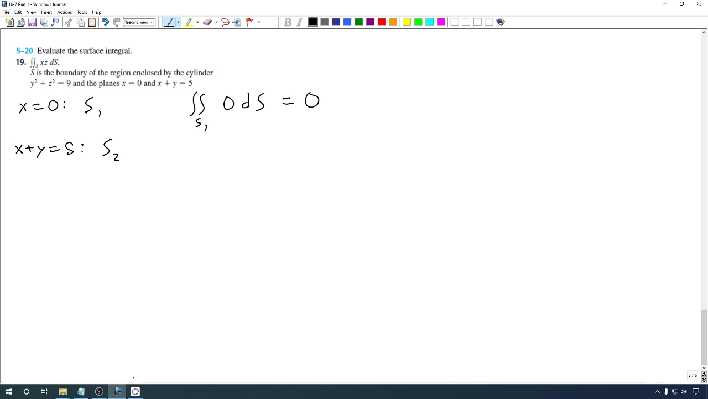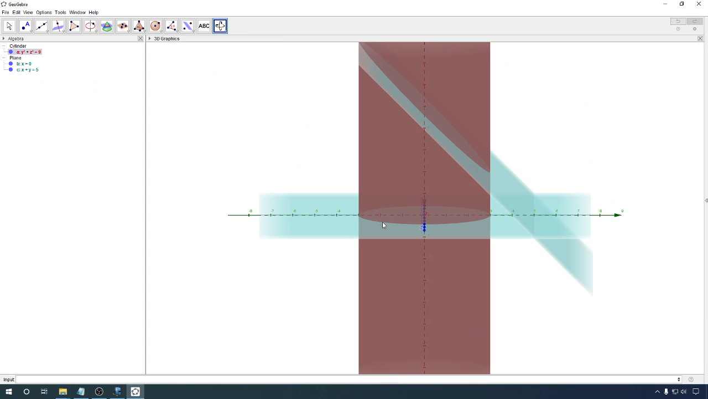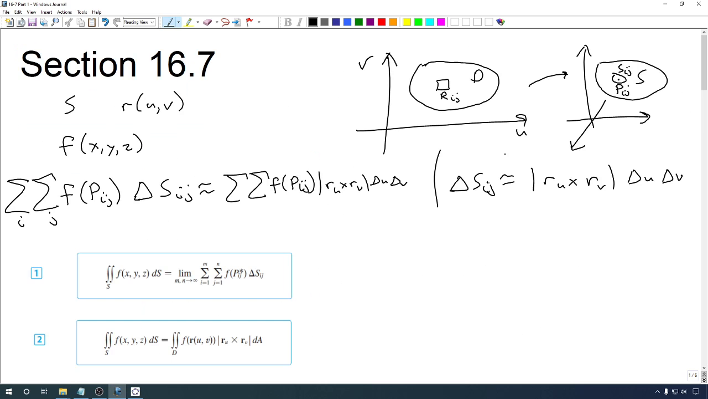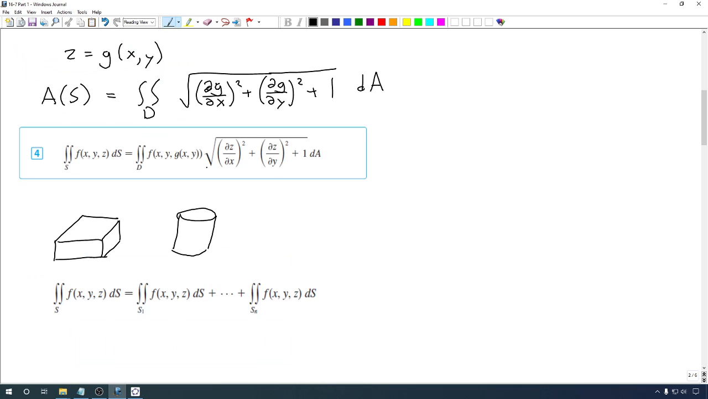Now we can actually view this as a function. We can view this as the graph of the equation x equals 5 minus y over the disk y squared plus z squared equals 9. So we're kind of switching the roles of x and z, but we can go ahead and use our alternate formula here, where we basically put the g of y, z in for x rather than a g of x, y in for z. But it's the same idea.